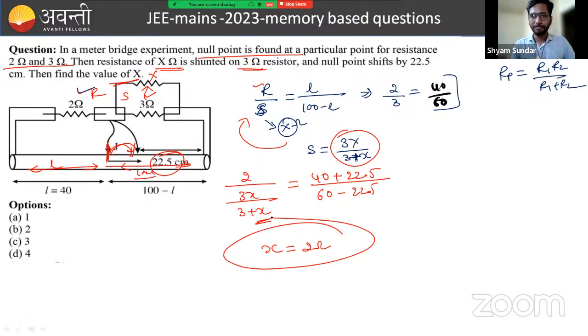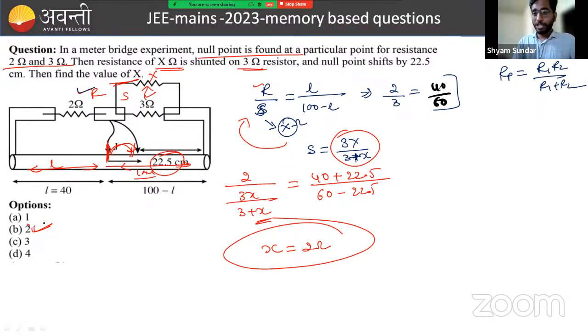Is it clear? Simple funda hai. Is it clear to everyone? May I know? Meanwhile, if you have any doubt, please drop your doubt in the chat box. Hence, the correct option will be 2 ohm.